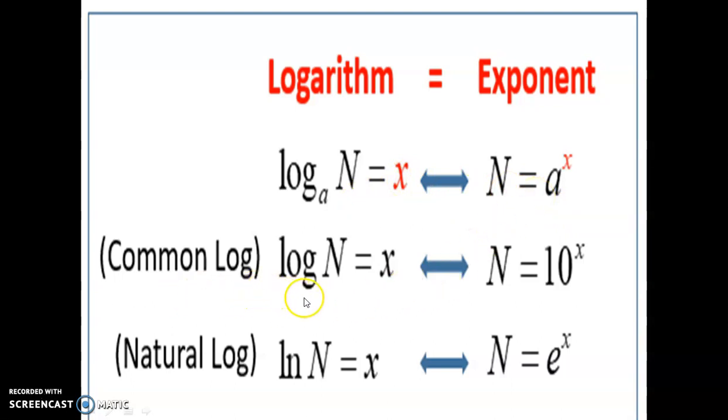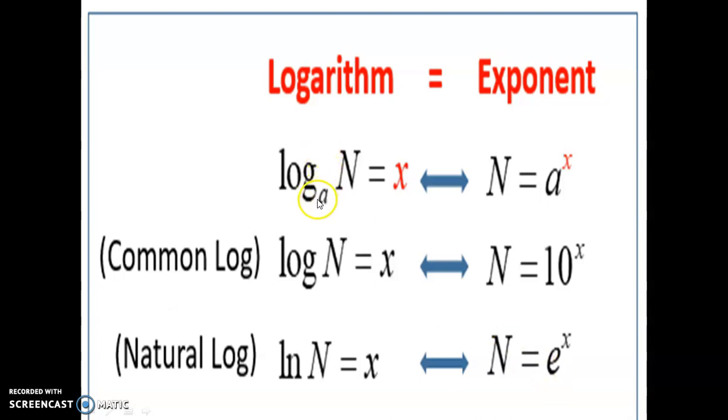Common log is defined, log n to the base 10 is equal to x. We convert that, 10 raised to x is equal to n. Natural log is denoted by ln. ln n is equal to x. We convert this in the form n is equal to e raised to x.